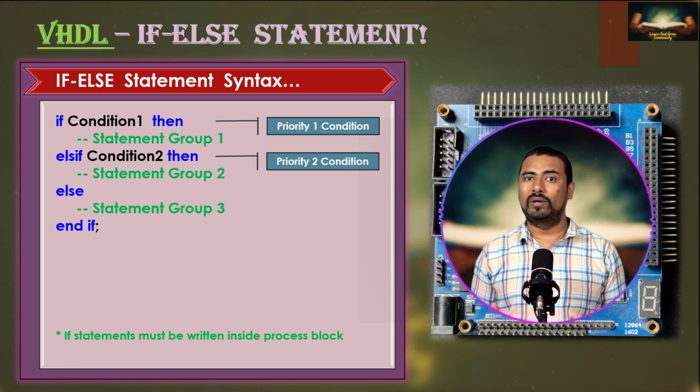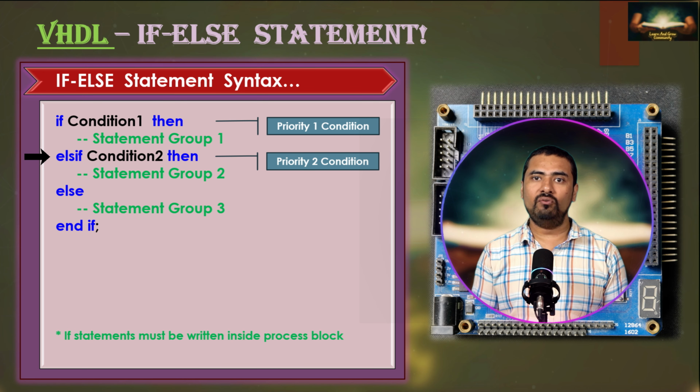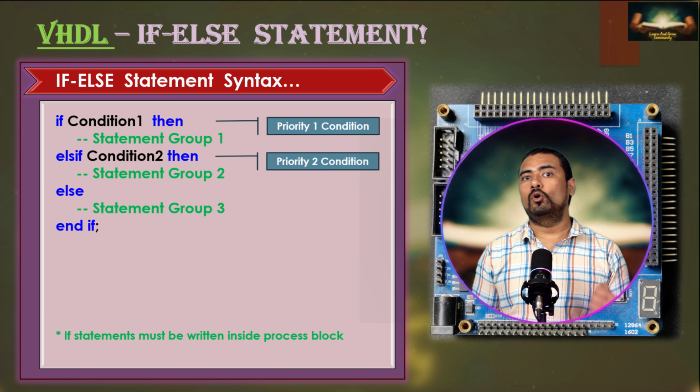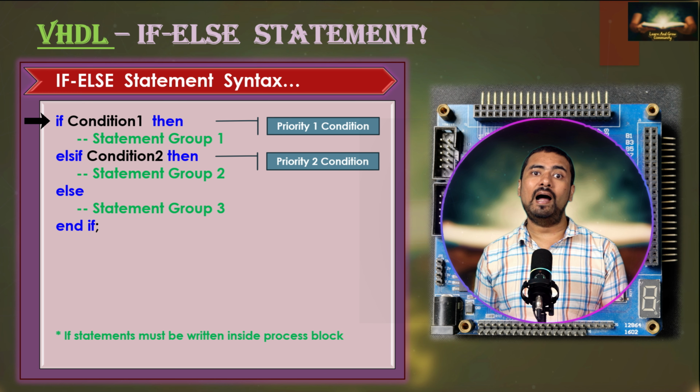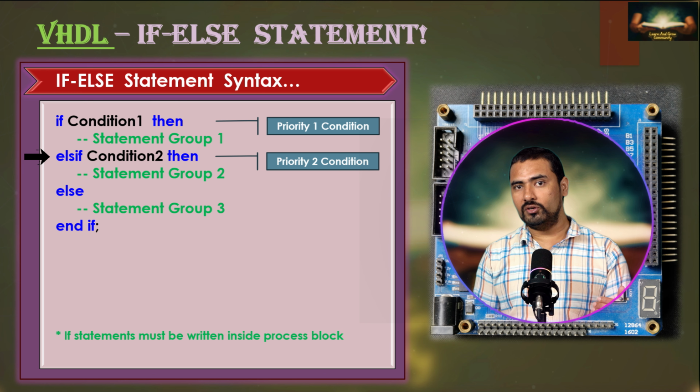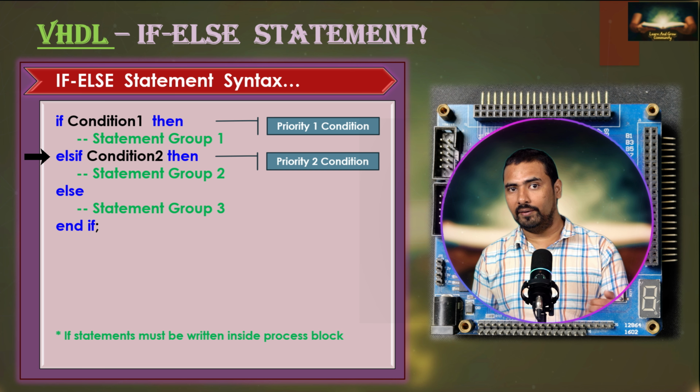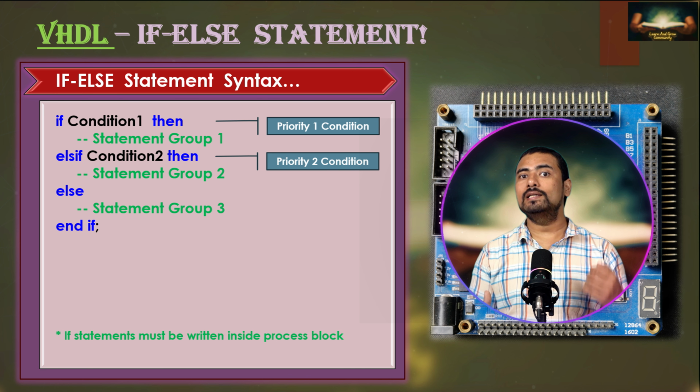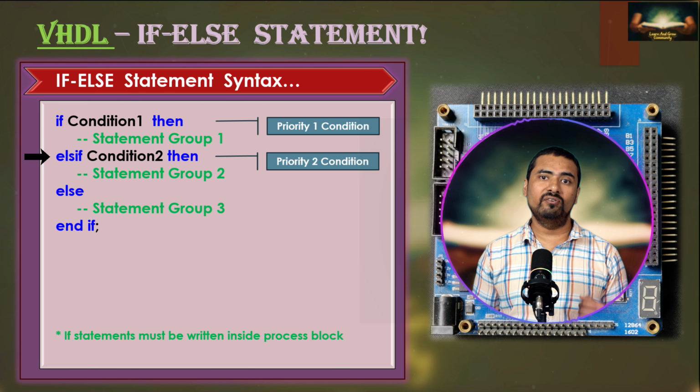Third, you can write multiple elsif conditions with one single if statement. But remember the priority, because the top condition has the highest priority and the last condition has the lowest priority. Fourth, notice the spelling of elsif. It is E-L-S-I-F, not E-L-S-E-I-F.